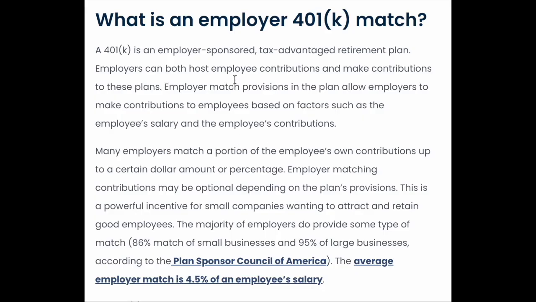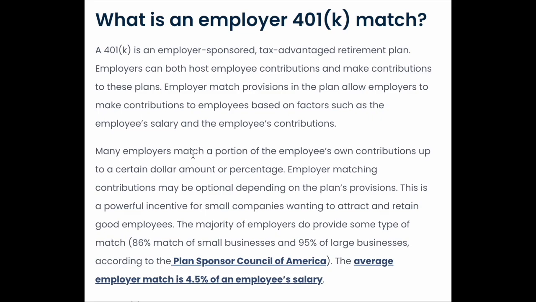So I feel like this was a good little place to start. Your employer 401k match, basically what is it? It's just an employer-sponsored tax-advantaged retirement plan. That allows you, if it's pre-tax, to deduct money from your total AGI, adjusted gross income, meaning that if you made $100,000 this year and you put $10,000 in your 401k, you're only going to be taxed on $90,000 instead of the $100,000. This gives you a tax advantage. You're paying less in taxes that year and it allows you to invest the money.